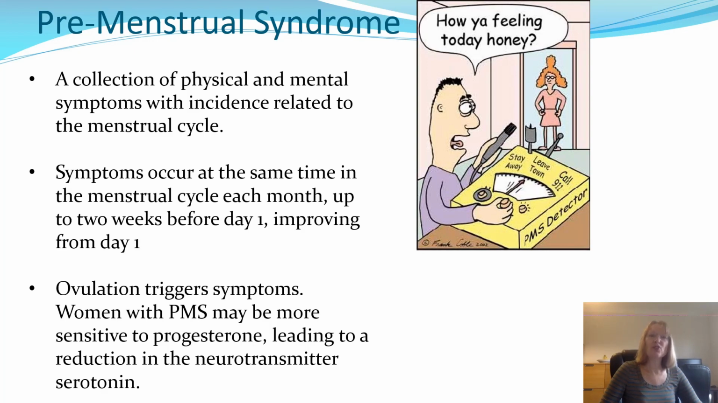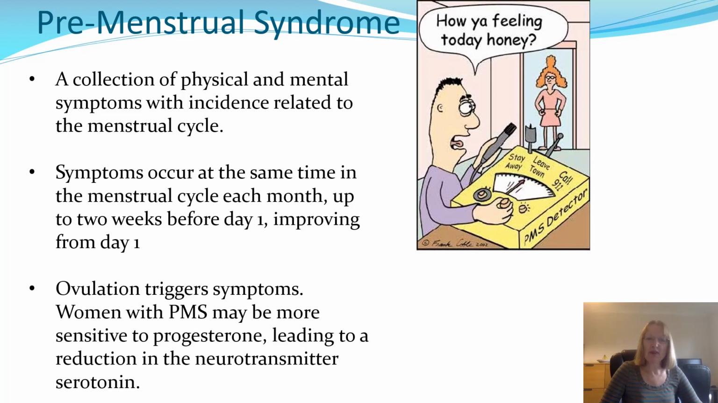Okay, so then quickly going on to premenstrual syndrome. So this is another condition associated with the menstrual cycle, and it's some physical and mental symptoms, and the incidence is related to the menstrual cycle, and it occurs at the same time every month during the menstrual cycle, and it's up to 2 weeks before day 1. So day 1 is the first day of menstruation, and once you have menstruation it gets much better, and it's caused by ovulation. So ovulation usually occurs around day 14 of the cycle, if you go back to the menstrual cycle picture right at the start.